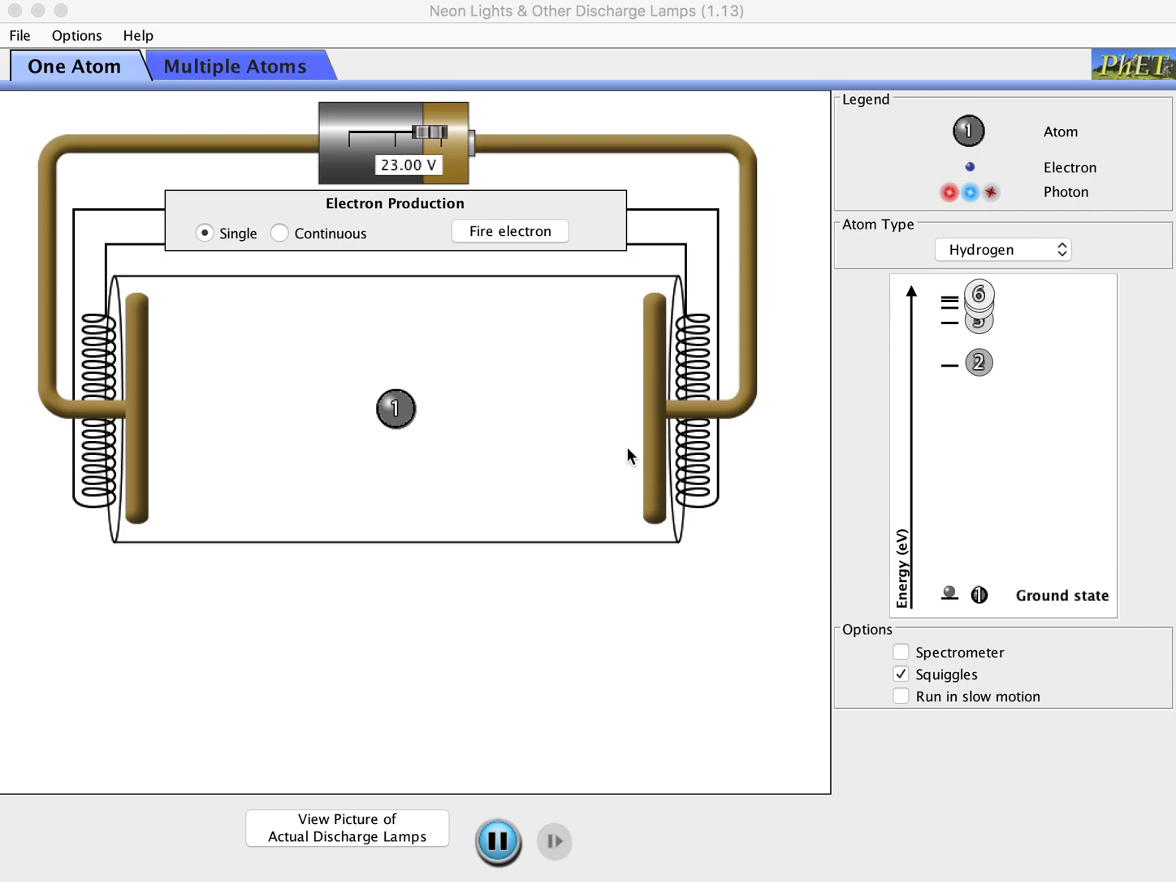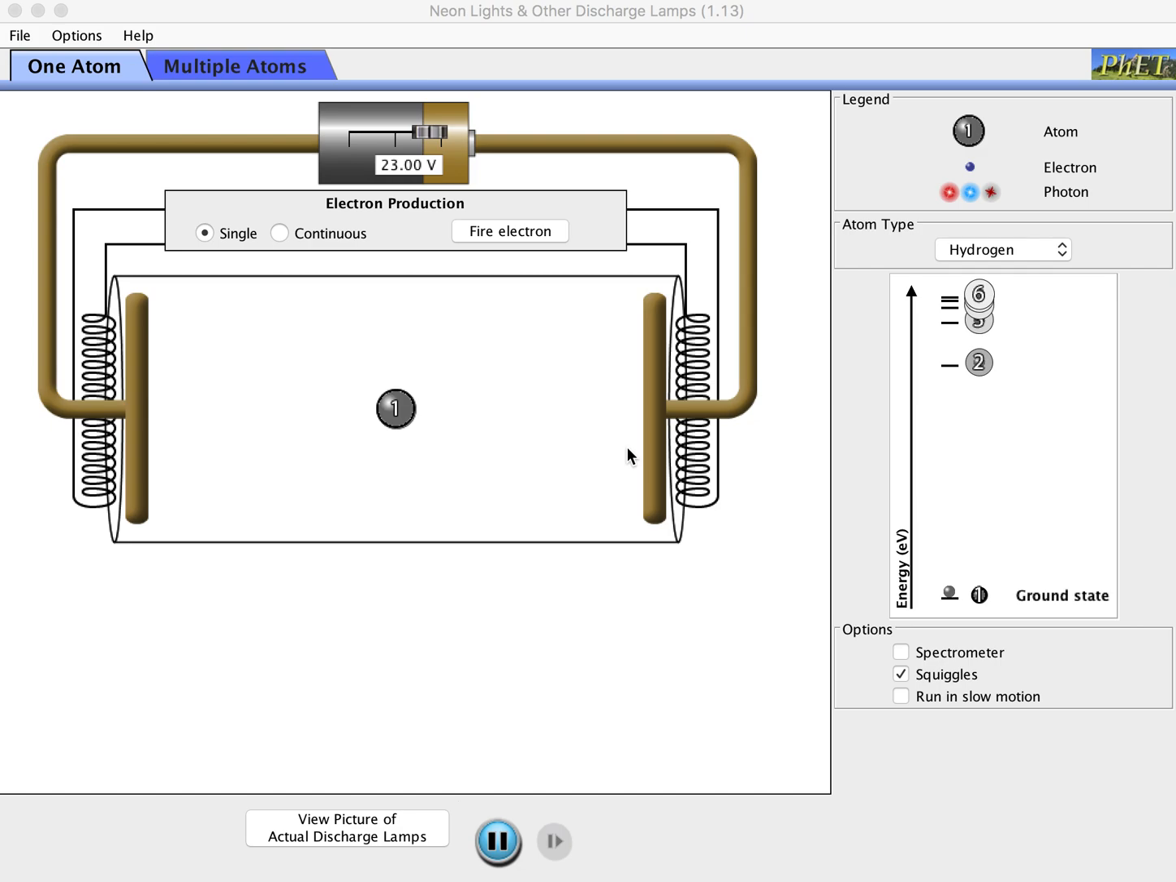This is the PhET Neon Lights and Other Discharge Lamps simulator. Unfortunately, this is one of the PhET simulators that runs on a Java platform, and if your security settings on your computer won't allow you to do the experiments, the purpose of this video is to walk through the questions and activities on the sheet that accompanies this activity.